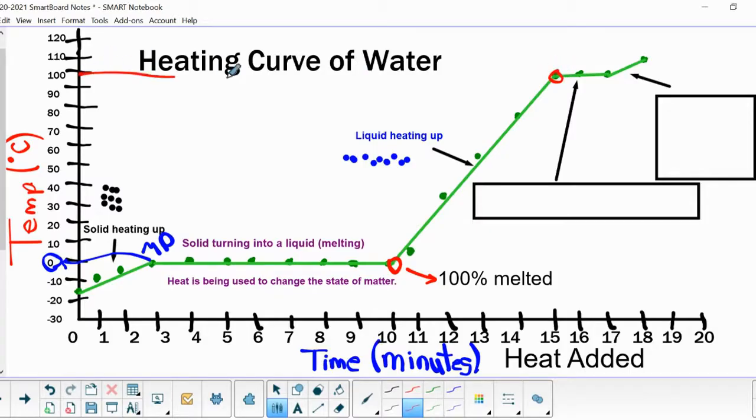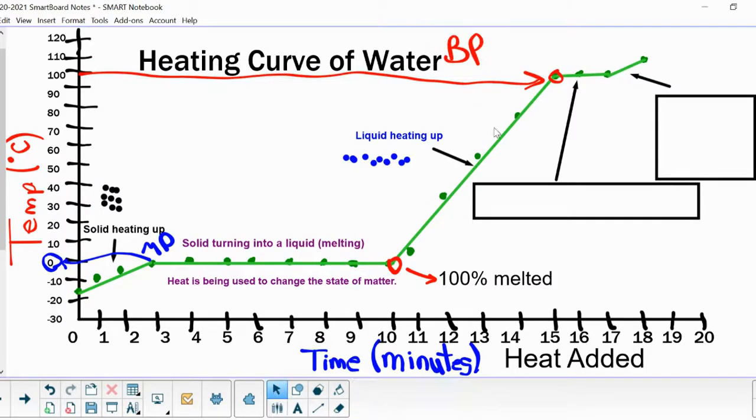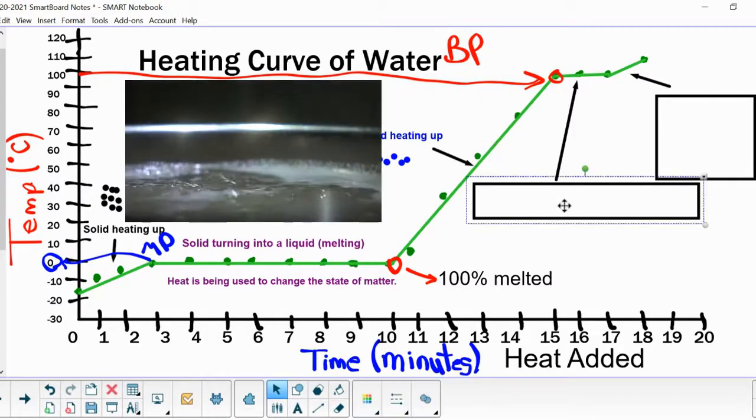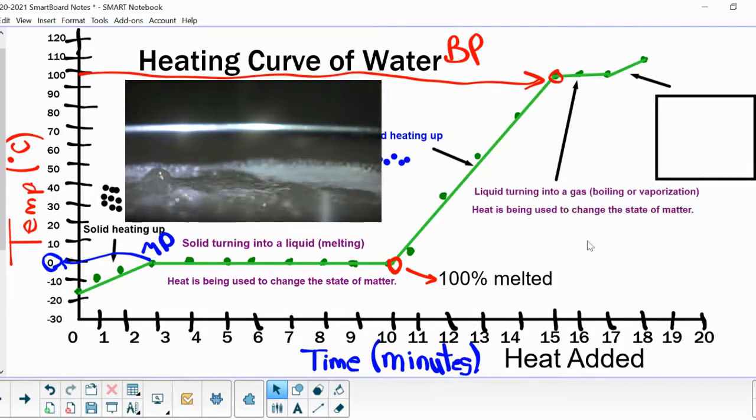At this point, there it is. It's about 100 degrees Celsius. That's when it starts to boil. So when you're putting pasta water on your stove to get it to boil, that is what is happening. So the water gets to 100 degrees Celsius, and then it says, okay, I've reached my boiling point. Now the water is going to start boiling. It's going to start turning into a gas right here. You can also call it vaporization, same thing.